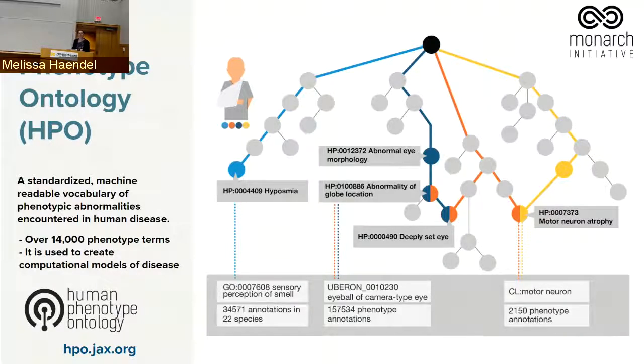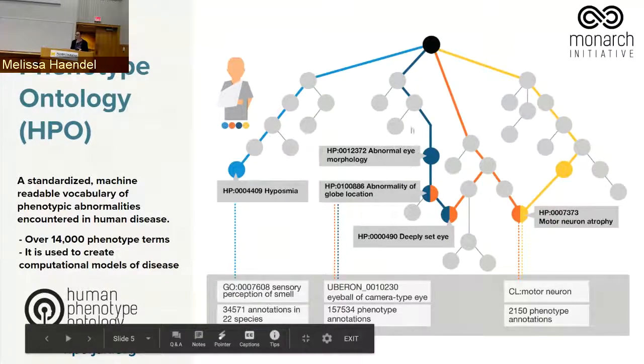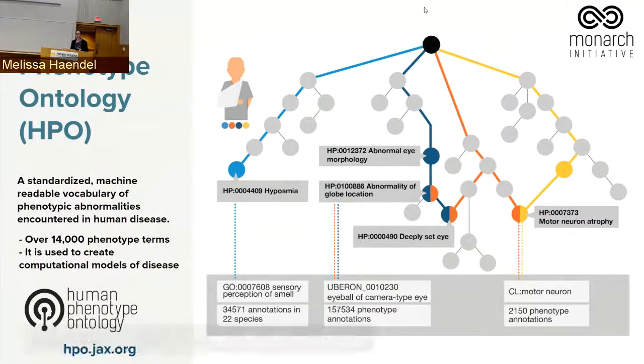Okay, great. So an ontology is a structured terminology where each term is in a graph structure, as you can see here. So here we have this term hyposmia, here in the human phenotype ontology, which is an ontology that represents abnormal human phenotypic features or symptoms. These terms can have multiple parents, so you can see there can be multiple ways to get up to the root of the terminology. And as you go down in the graph, you get to more specific terms.